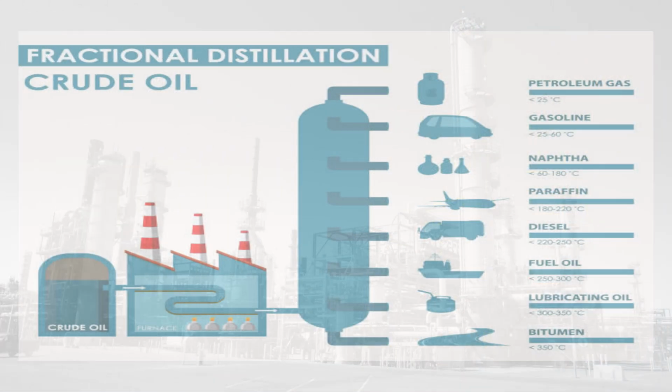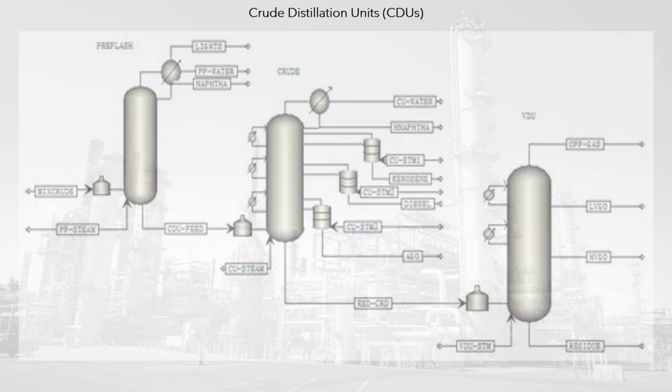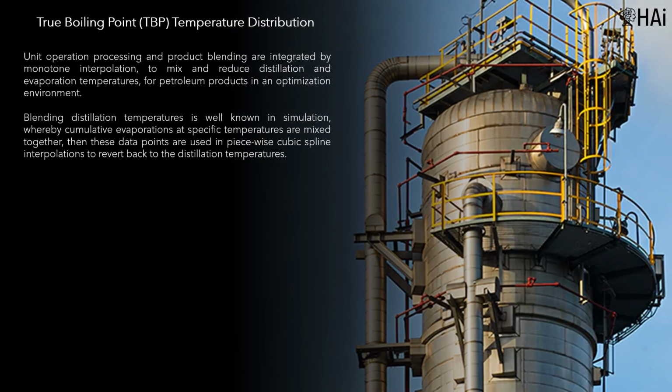The graph presents the fractional distillation process, which produces all petroleum products. They vary depending on the temperature at which they are extracted from the distillation tower. To maximize efficiency, effectiveness and economy of mixing, blending, reacting, converting and separating fractionating inside the oil refinery, normally the refinery is formed by a chain of CDUs. Unit operation processing and product blending are integrated by monotone interpolation, to mix and reduce distillation and evaporation temperatures for petroleum products in an optimization environment.